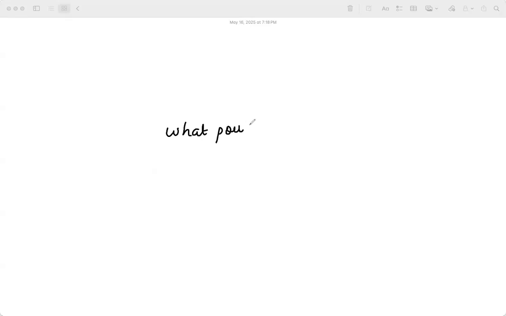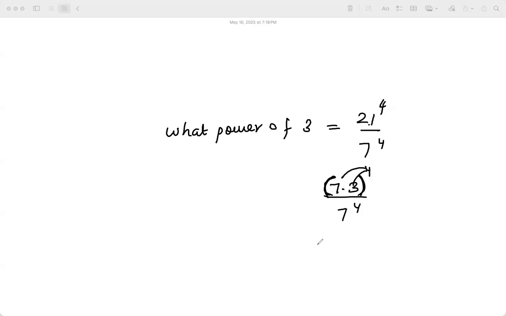What power of 3 equals 21 power of 4 by 7 power of 4? I will do this, guys. Next one I'll ask you. 21 power of 4 is what? How can I split 21? If it's a composite number, you will have to think as prime powers. I can write it like this, right? Now, if it is in parenthesis, the exponent applies to each. 7 power of 4 times 3 power of 4 by 7 power of 4. So they get cancelled, 3 power of 4. Make sense? Exponents are very easy, provided you understand the hang of it.